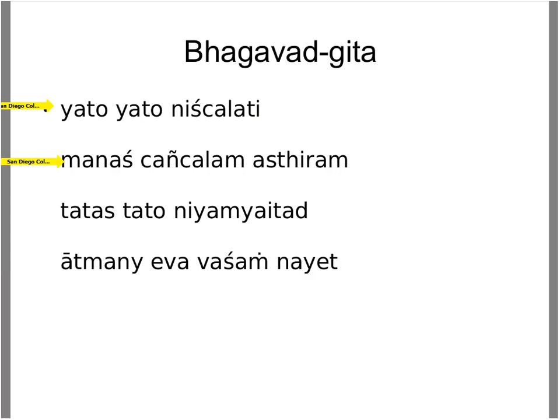This verse basically says, from whichever and wherever the mind has gone because of its flickering, chanchala means flickering, astira means unsteady nature, from that place, niyamya etad, atmanyeva vasham nayet. One should bring it back and bring it under the control of the self. And atma here means the self. So again, here is a simple shloka meter verse from Bhagavad Gita.